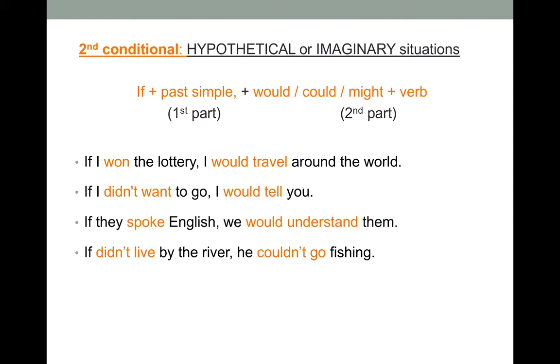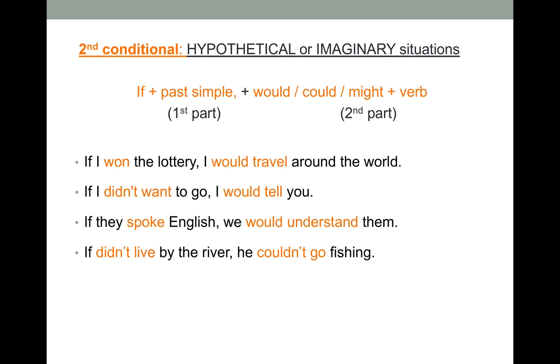For example, if I won the lottery, I would travel around the world, or I could travel around the world, or I might travel around the world. Si ganara la lotería, viajaría alrededor del mundo, o podría viajar alrededor del mundo, o quizás viajaría alrededor del mundo. Right? So we have a lot of different options.